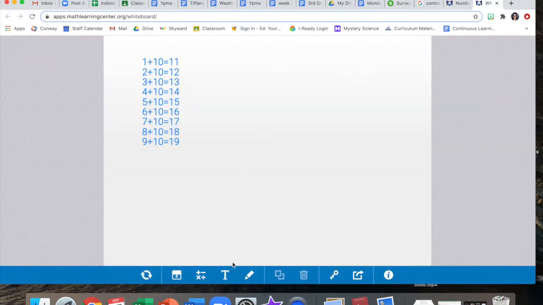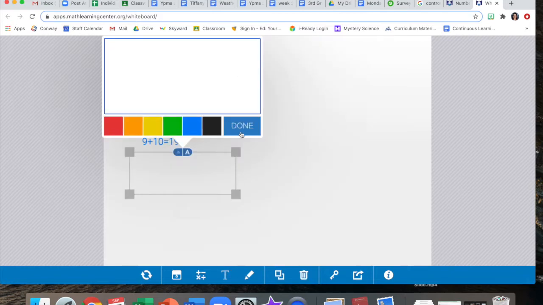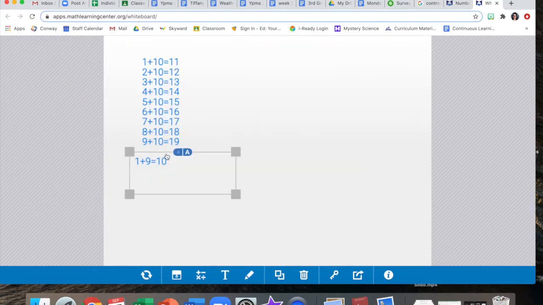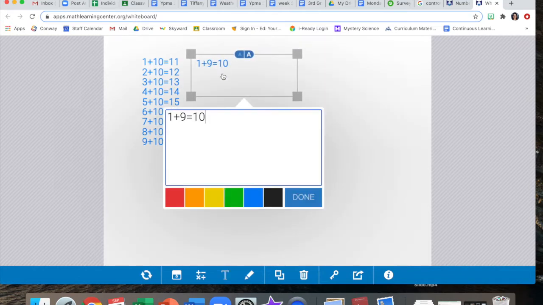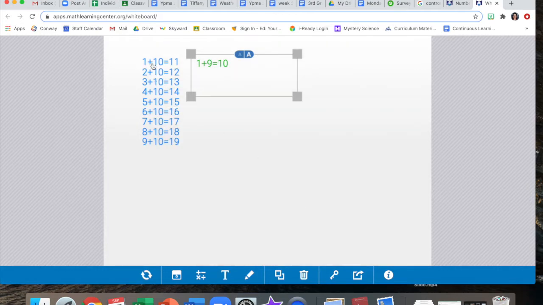Now let's talk about the add 9 facts. Well, 9 is 1 smaller than 10. It's 1 less than 10. So the answer to each of these would just be 1 less than the add 10 fact. Let's move that over. So 1 plus 9 is an add 9 fact, and the answer is 10. I'm going to put this right next to its matching fact and change the color so it's easier to see. Here you can see that 1 plus 10 is 11, but 1 plus 9 is 10. The answers are just 1 smaller.